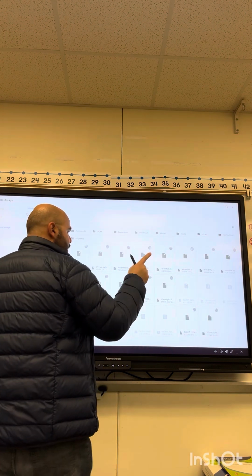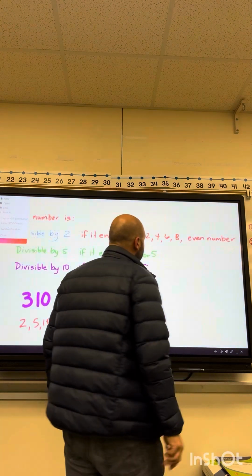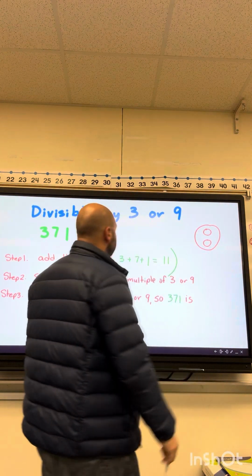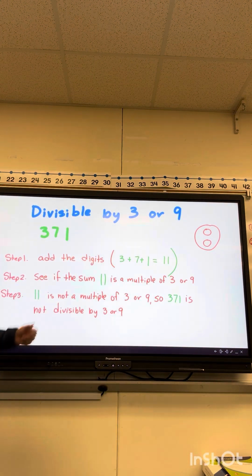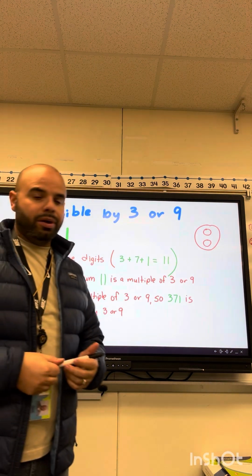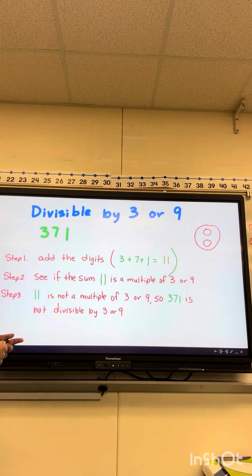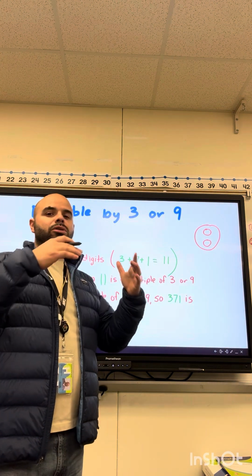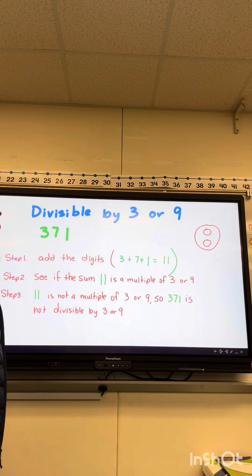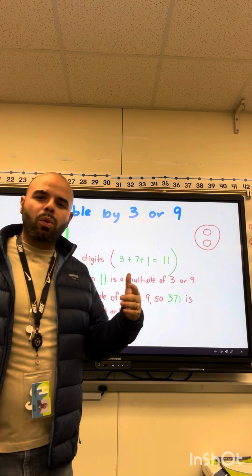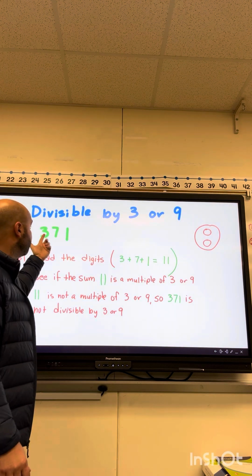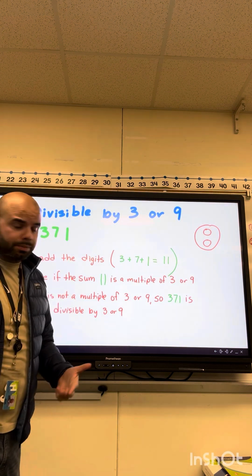divisible by 3 and 9. Divisible by 3 and 9. So to find out if a number can be divided into 3 and 9 equal parts, there are different steps here. Step number 1, you need to know what number you are dividing. So right now in this case, I'm dividing 371.